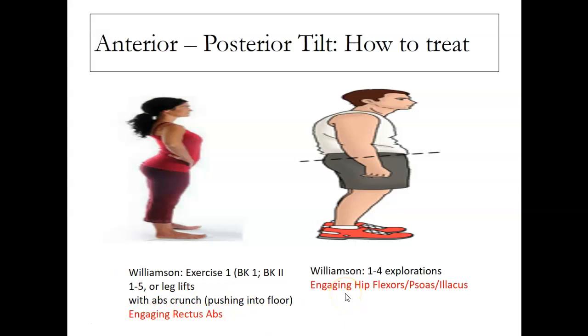And over here, the problem, again, is too much posterior tilt. We want more of this. We want it more this way. So you want to engage his hip flexors, the psoas and the iliacus in there. Give him that tilt, bring the tilt back. And those are the first ones we did. Those 1 through 4 explorations, they were working towards more anterior tilt, more awareness, and engagement of these muscles.